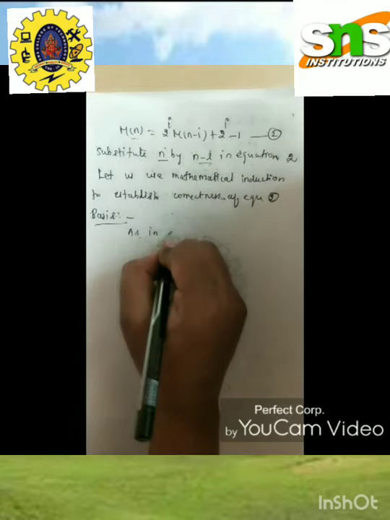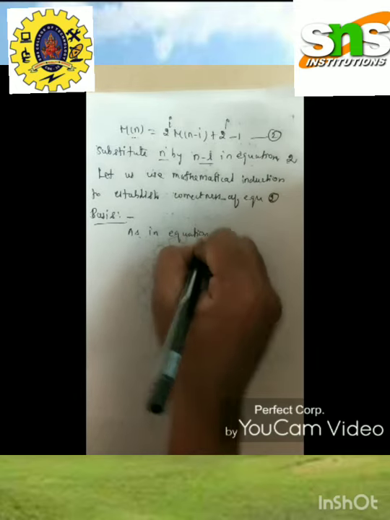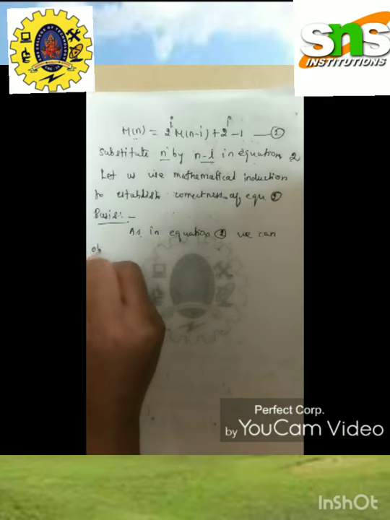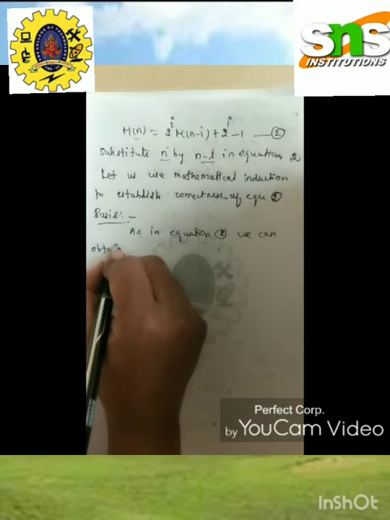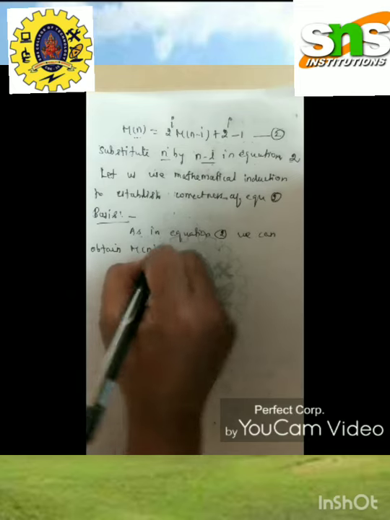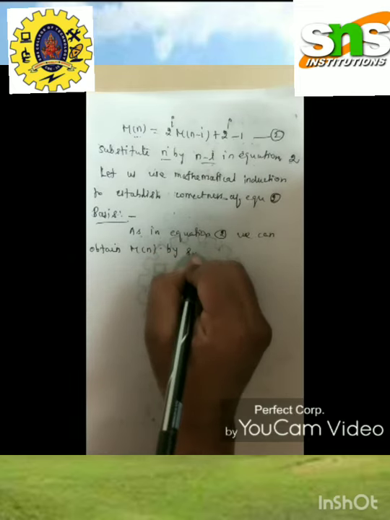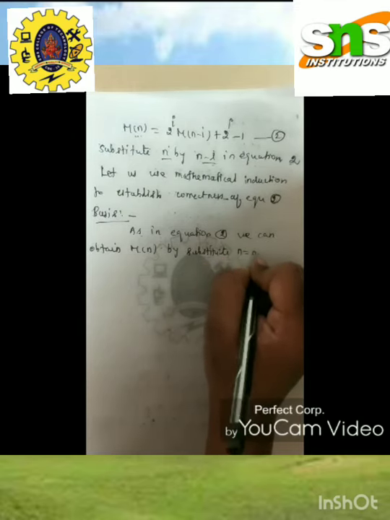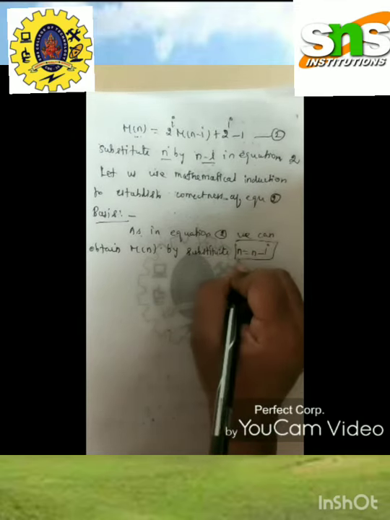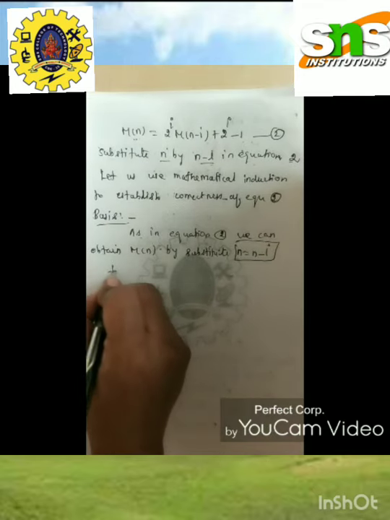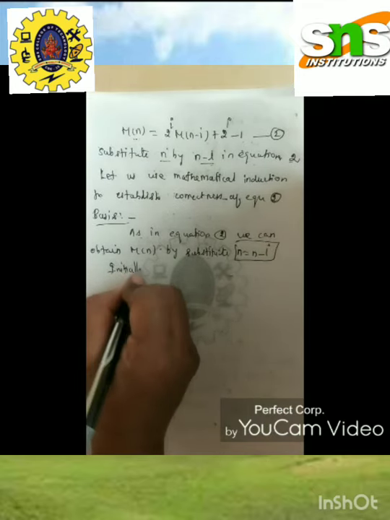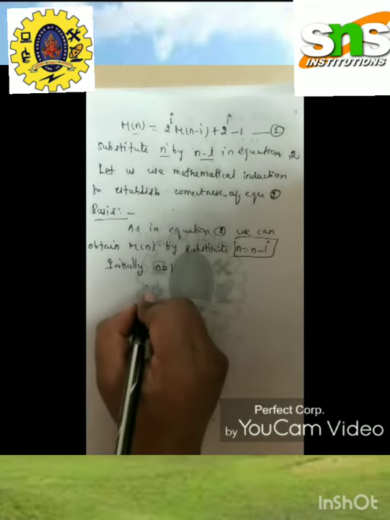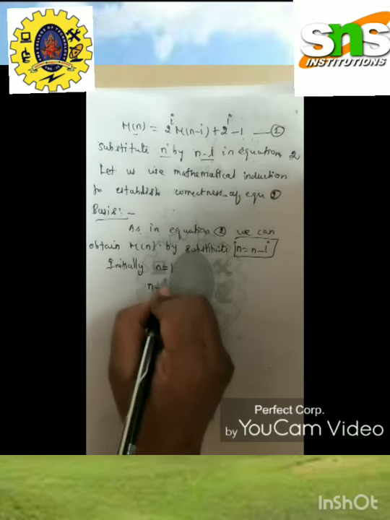As in equation 2, we can obtain m of n by substituting n equal to n minus i. In the equation we are going to substitute like this. So initially n is equal to 1. Initially n is equal to 1, n minus i is equal to 1.